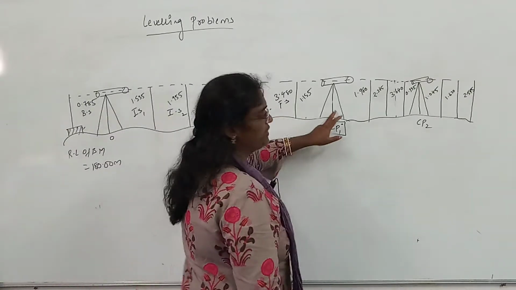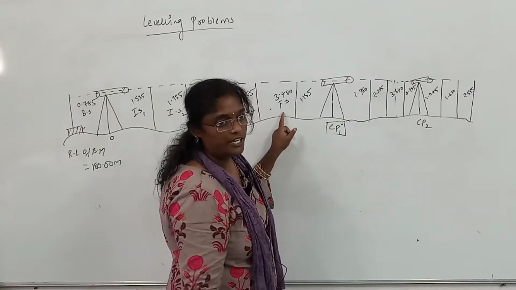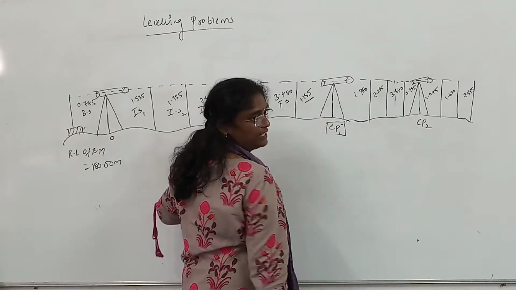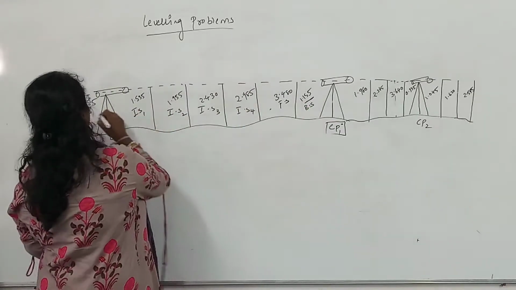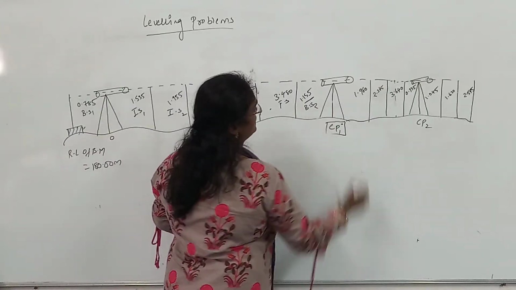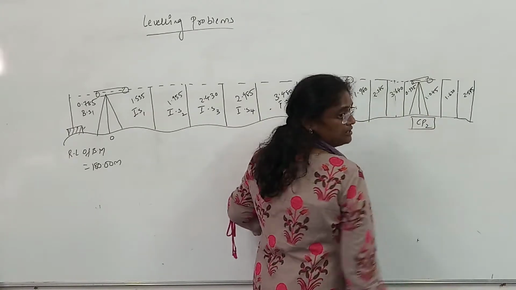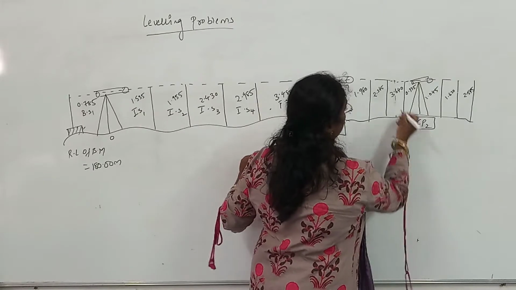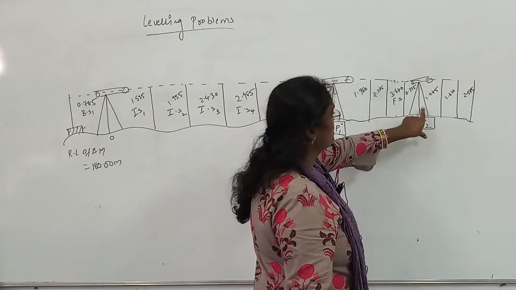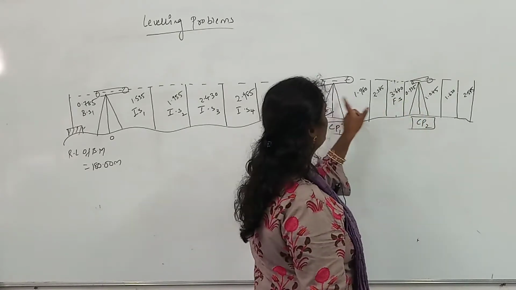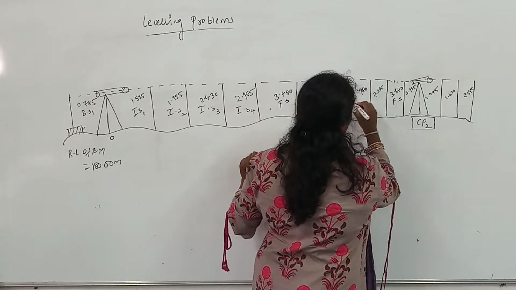After shifting the instrument, on the same staff where you have taken the foresight value, whatever value you take after shifting the instrument will become the backside. This will be backside 1, this will be backside 2. Again you have shifted the instrument, change point 2. Before shifting the instrument, the last value you take will become a foresight.